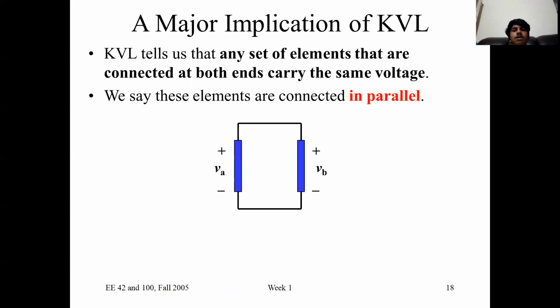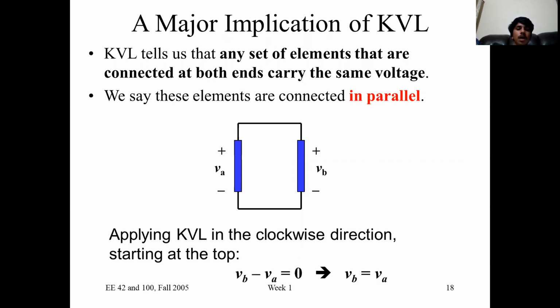A major implication of KVL: KVL tells us that any set of elements that are connected at both ends carry the same voltage. We say these elements are connected in parallel. VA and VB are connected in parallel in the diagram. Applying KVL in the clockwise direction, starting at the top, VB minus VA equals 0, so VB equals VA.